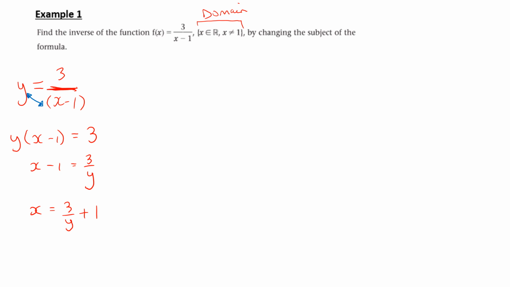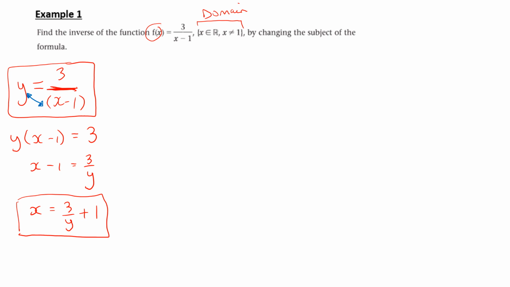So in my original function, I could see a minus 1. Now I can see an add 1. So again, hopefully you can see now where these opposites are coming in. So I've rearranged the expression I started with. So I started with this, with y being the subject of the formula, and now I've rearranged it to get this. So now x is the subject of the formula. This now is pretty much the answer to the question. Find the inverse of f of x.